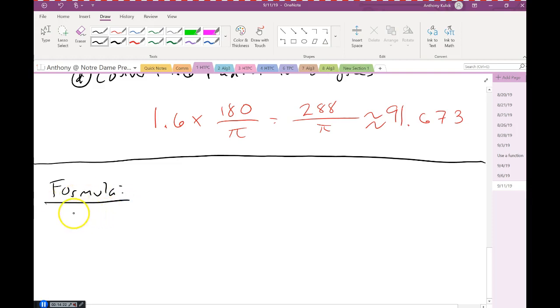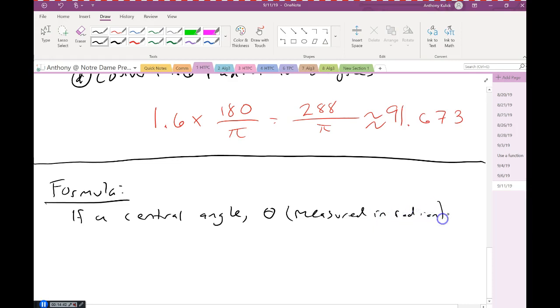So let's move on. Let's say we have a central angle, and let's measure that central angle in radians. Can I finish speaking before we jump all over this? Okay. So if we have a central angle that we're going to measure in radians, the variable I'm going to use to describe that measurement is the Greek letter theta.